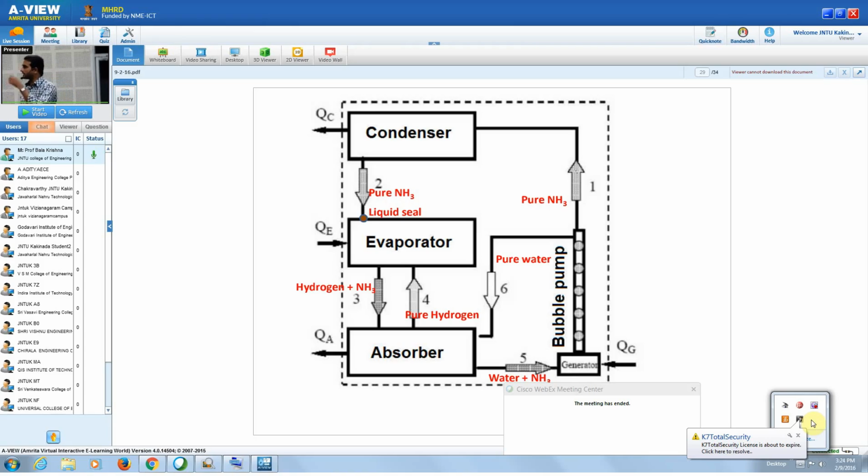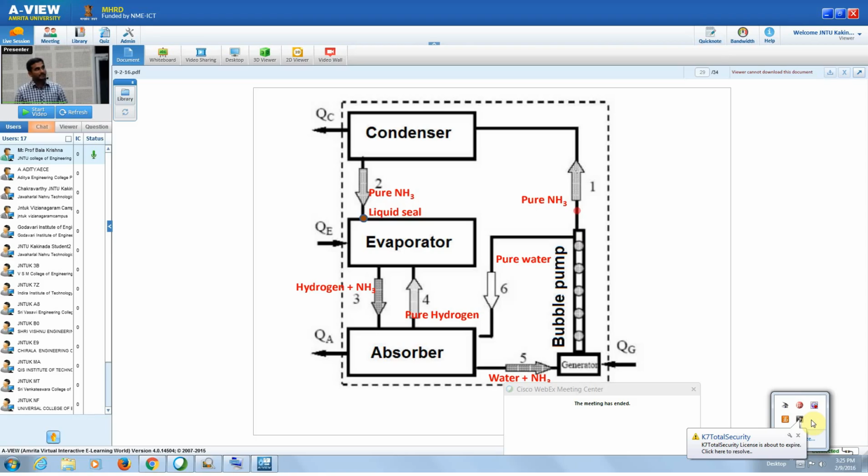While the bubbles are moving in the upward direction, they carry a smaller quantity of water, or the solution, with them. Due to gravity, the water moves in the downward direction, and pure ammonia vapor moves in the upward direction. See here, at the outlet of the bubble pump, there are two lines. One line indicates the movement of pure NH3 vapor, and the other line indicates the pure water. At this point, the pure NH3 vapor moves in the upward direction, or direction 1, and the pure water is separated and moves along direction 6.